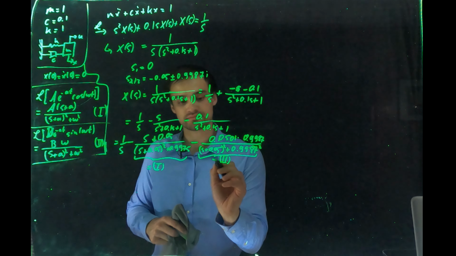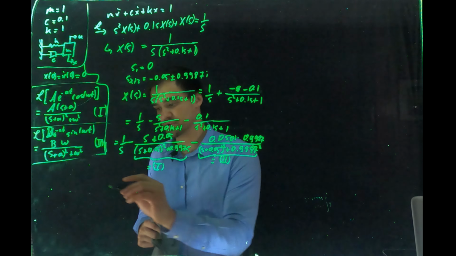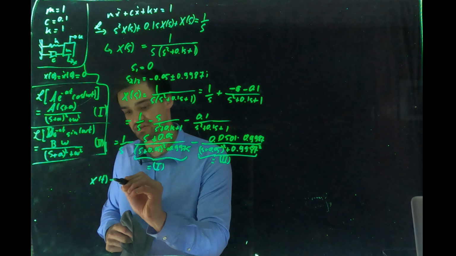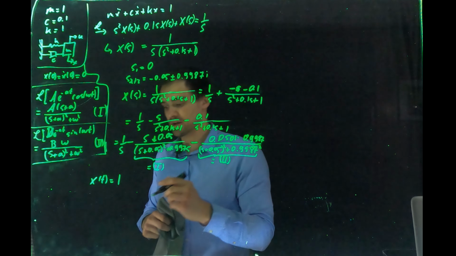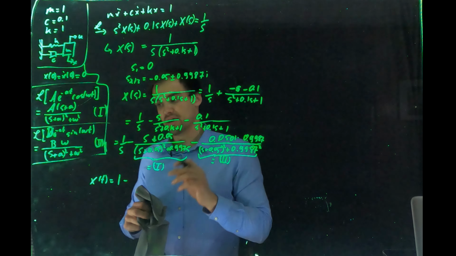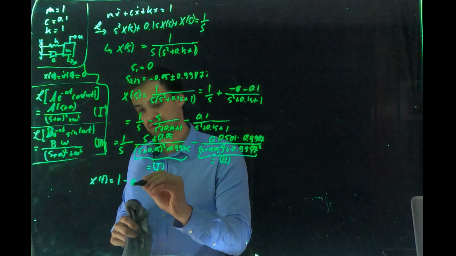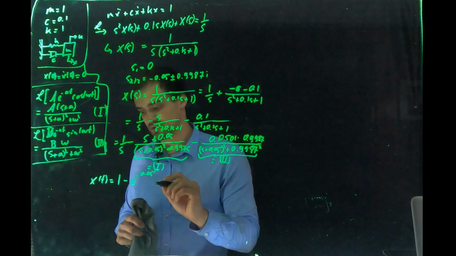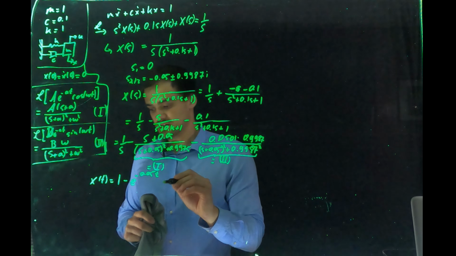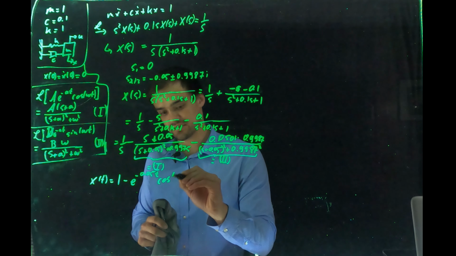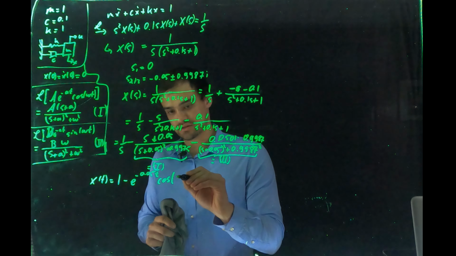Okay, so let's apply that. On a step input, the x of t is simply going to be a 1, so it's an offset, and then I'm going to have this one applied here, which is simply e to the minus 0.05 t cosine of 0.